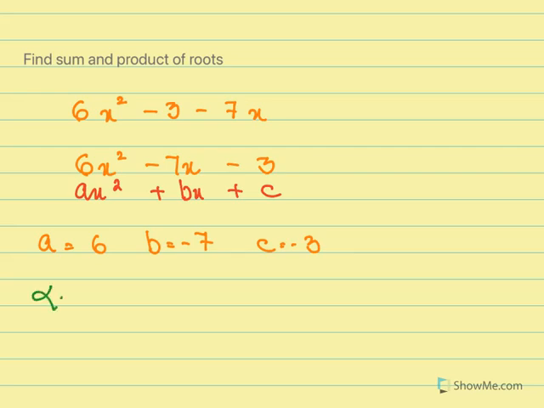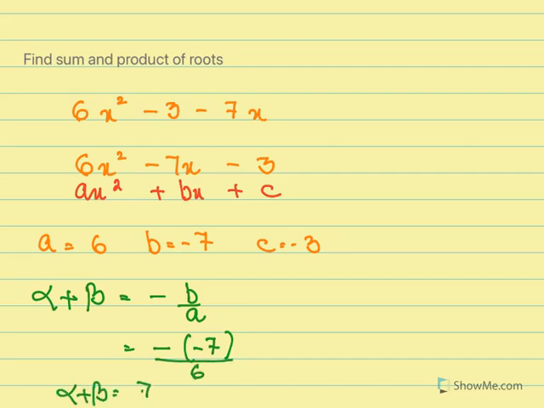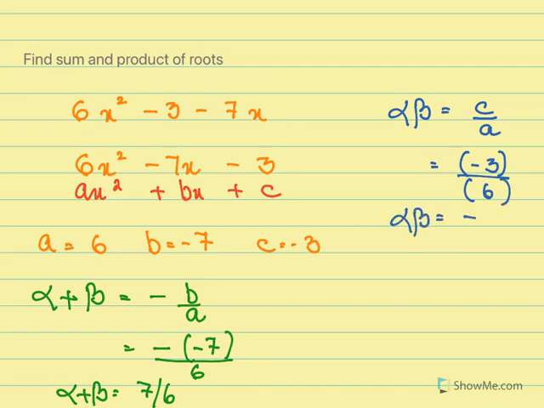To find the sum of roots, that is alpha plus beta, is minus b by a. We see the b is minus 7 and the a is 6. So we have minus of minus 7 over 6. So alpha plus beta is 7 by 6. And alpha into beta, product of roots, is c by a. So this is our c and here is our a. So c is minus 3 and a is 6. So product of roots will be minus 3 by 6, which is minus 1 by 2.